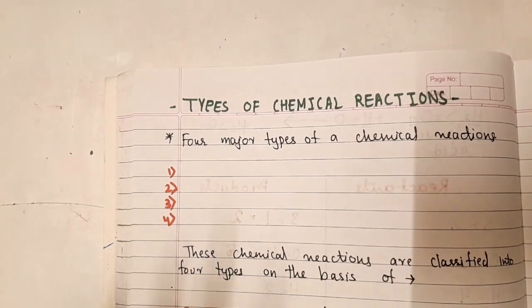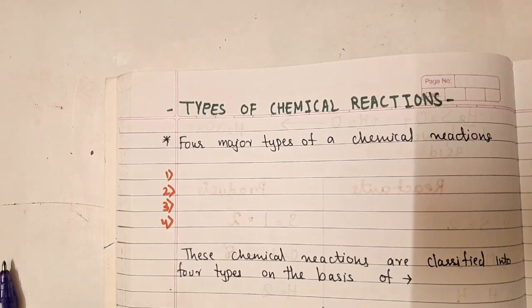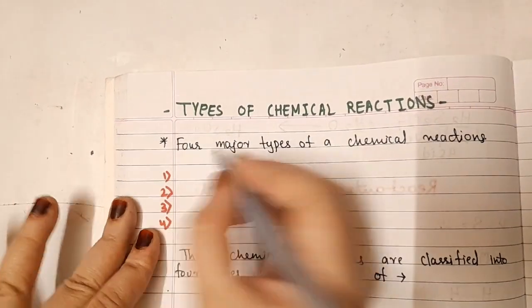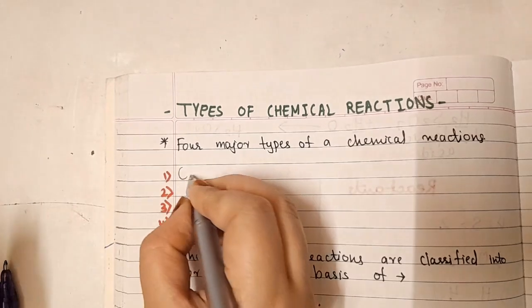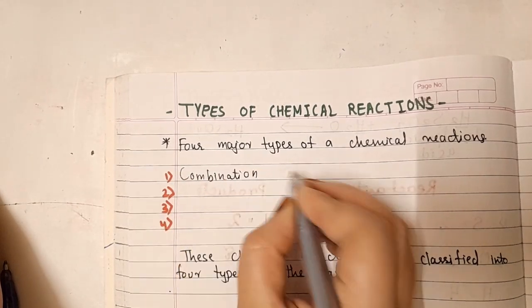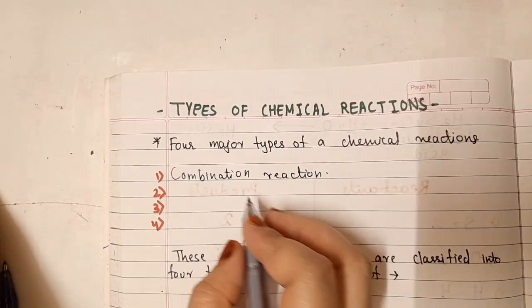Hello everyone, our today's topic is types of chemical reactions. There are four major types of chemical reaction. Let's write here. First is combination reaction. We will see one by one what these are.